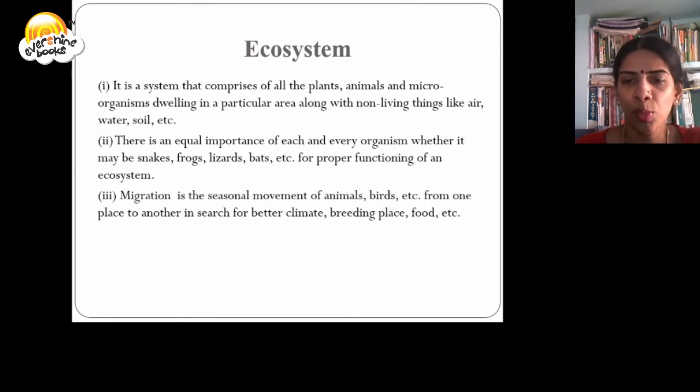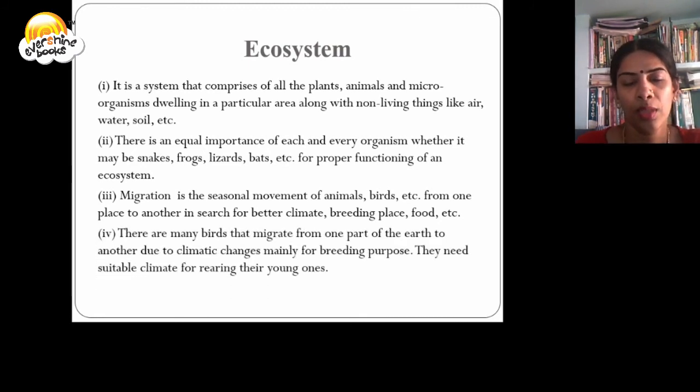Migration is a seasonal movement of animals, birds, etc. from one place to another. They go for migration to search for better climate, breeding place, food, etc. There are many birds that migrate from one part of the earth to another due to climatic conditions, mainly for breeding purposes. They need a suitable climate for rearing their young ones.